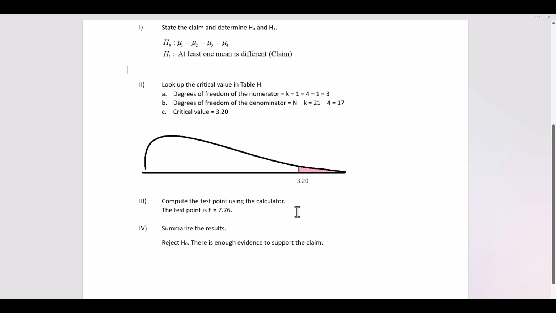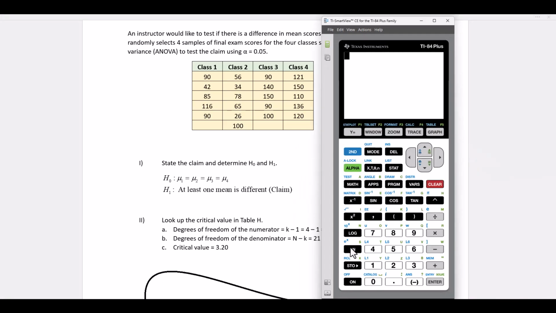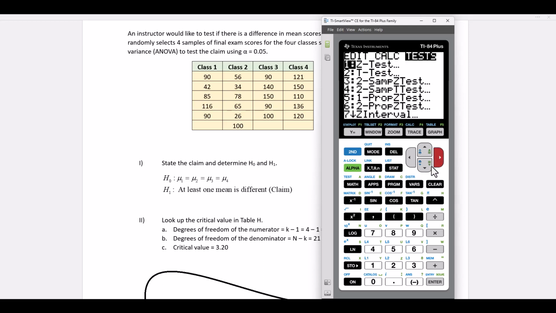Next, we have to calculate our test point. For that, we will use the TI-84 Plus calculator. Step 1 is we have to enter the data. So we click on Stats, Enter, and we have to enter the data in L1, L2, L3, and L4. I've already done this to save a little time. After we enter the data, we click on Stat again. This time we go to Test. And we're going to the very last option, which is ANOVA.